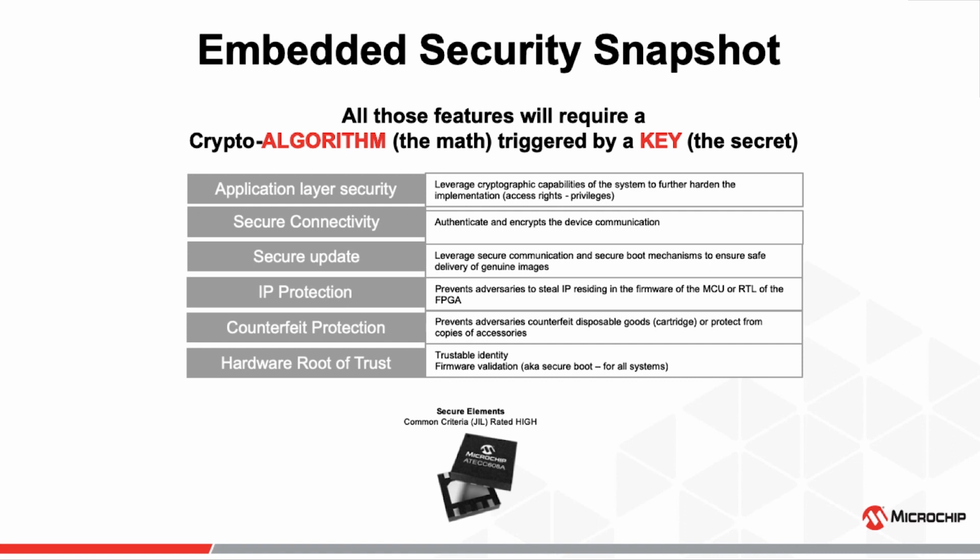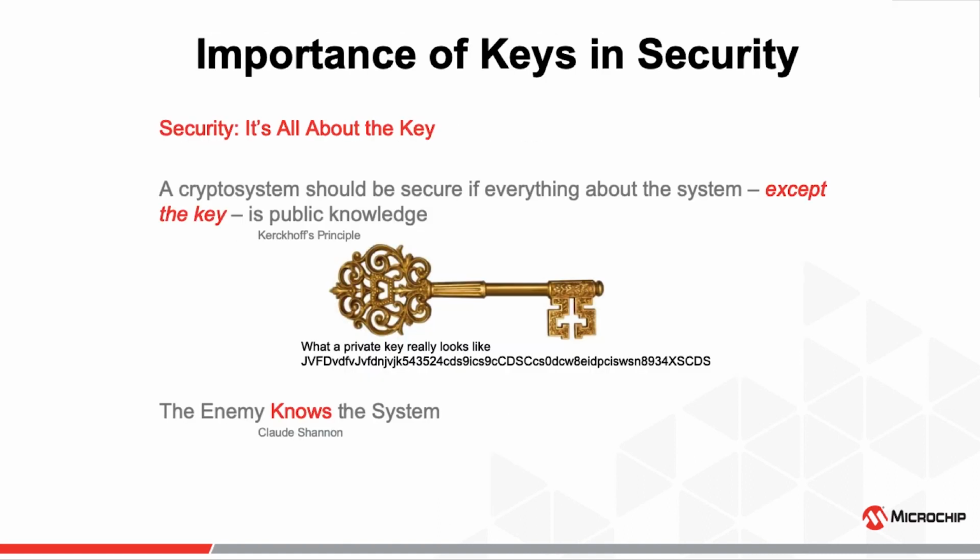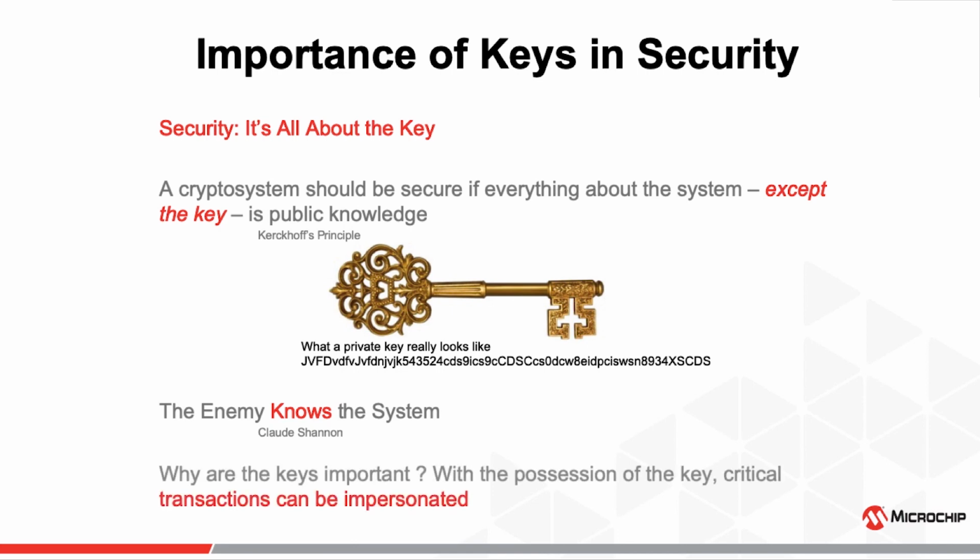One thing we're going to start mentioning is the notion that keys are triggering algorithms. In other words, the secrets, which are the keys, are going to trigger the math, which is really the algorithm. I want you to keep that in mind for the whole presentation. Then the second statement we're making is that security is all about the key, because the key triggers the algorithm. So what does it mean? It means that if you own the key, you can own the transaction, and the transaction of your system can be impersonated. And now you have a rogue individual that controls your system.